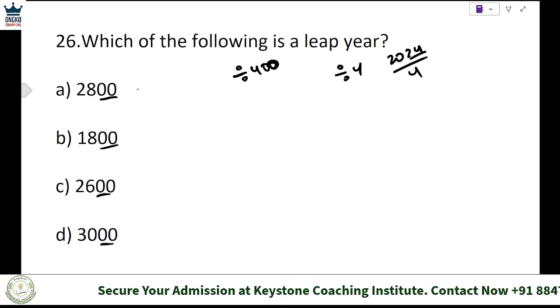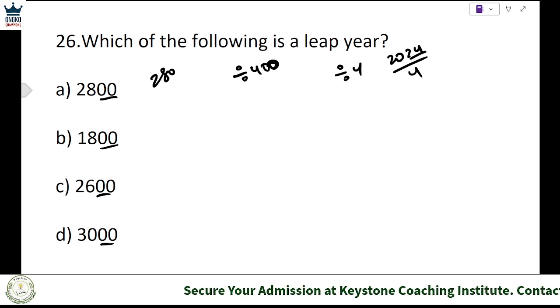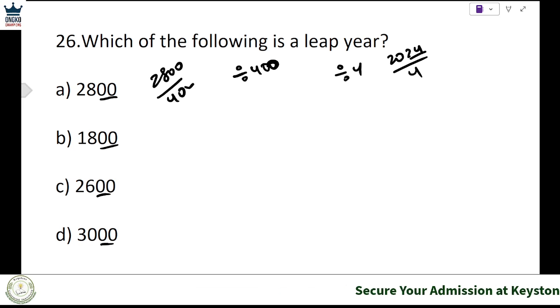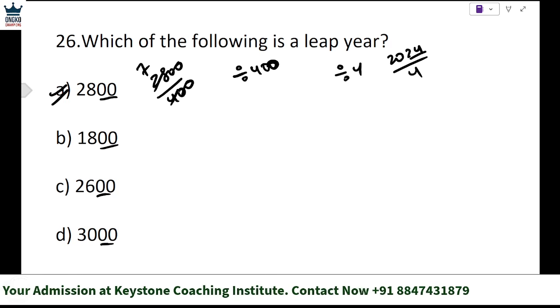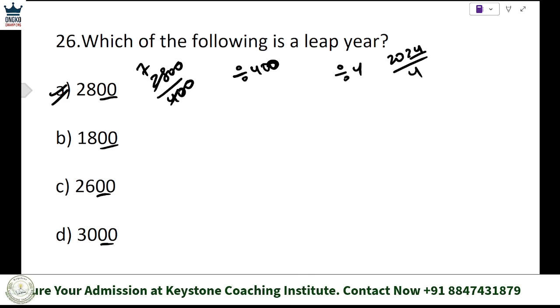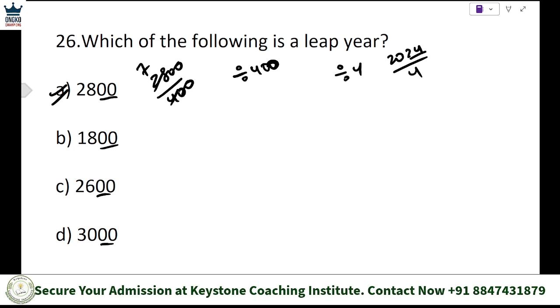So for the first year, 2800, is it divisible by 400? Yes, 47 times. That means 2800 year will be where no one will be alive that time, right? That's the leap year, right? You can check the other options B, C, D also.